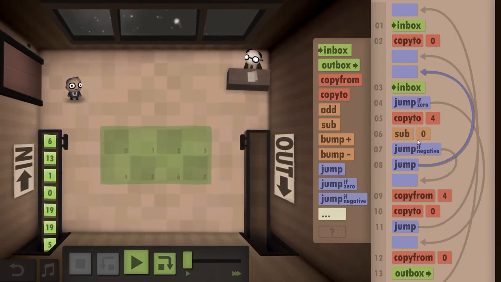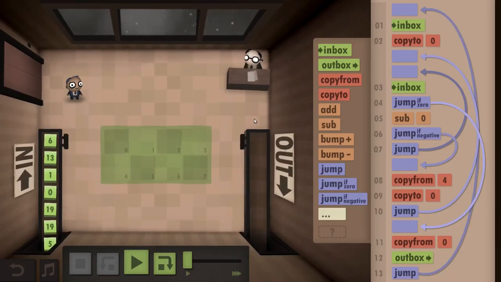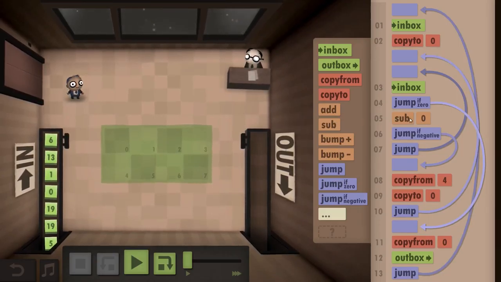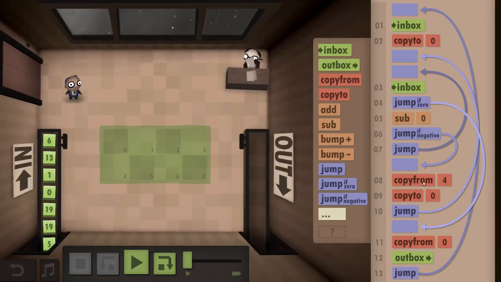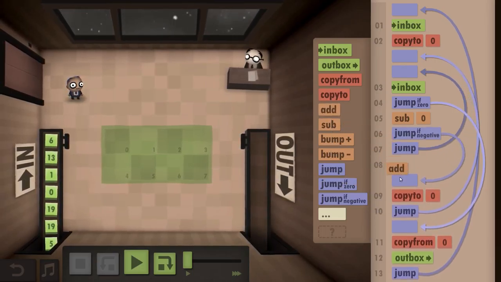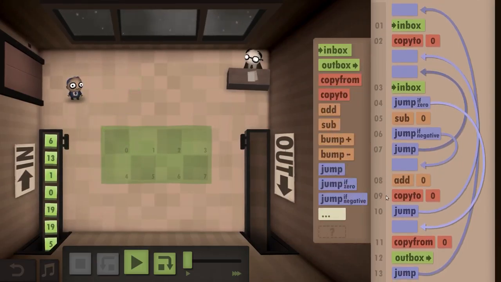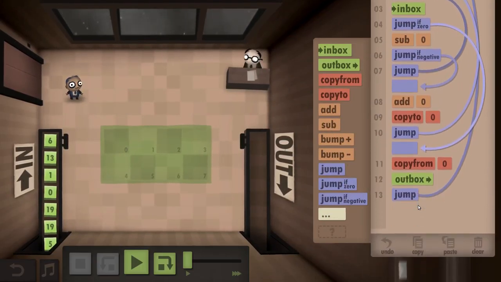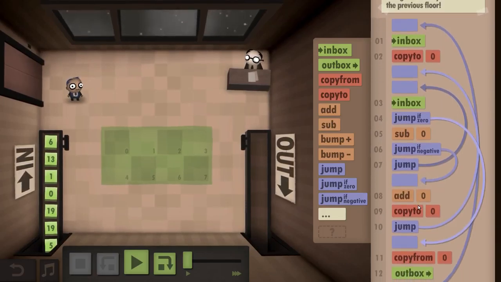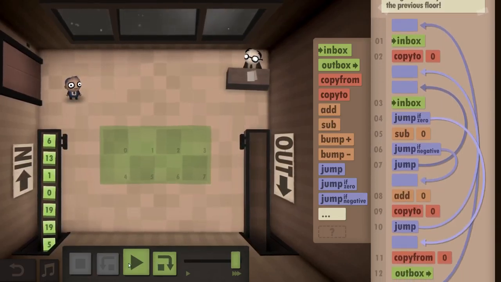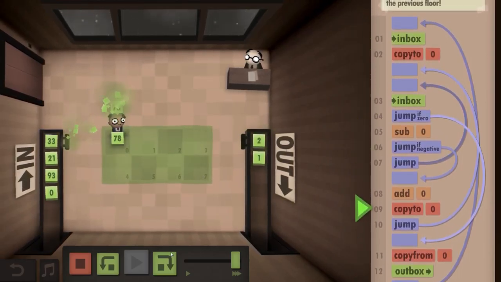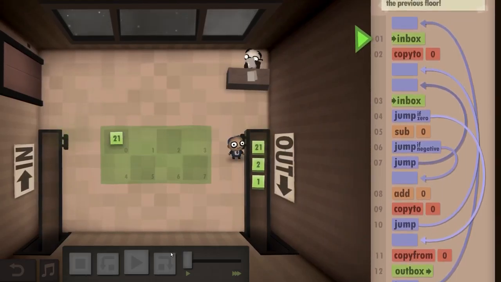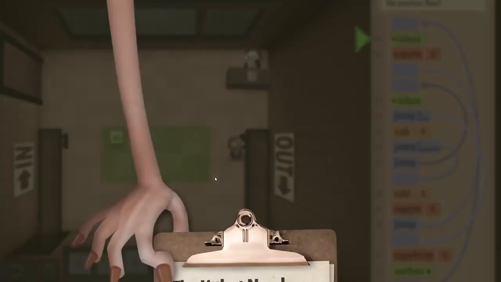Somehow this has got to be... So if you copy it to 4... See, the problem is I can't... Well, I could. So, forget that. Take the number, subtract 0. If it's negative... Can't do this. We need to add 0. Copy to 0. It's the same number of commands. Oh no, it's not. It's 13.